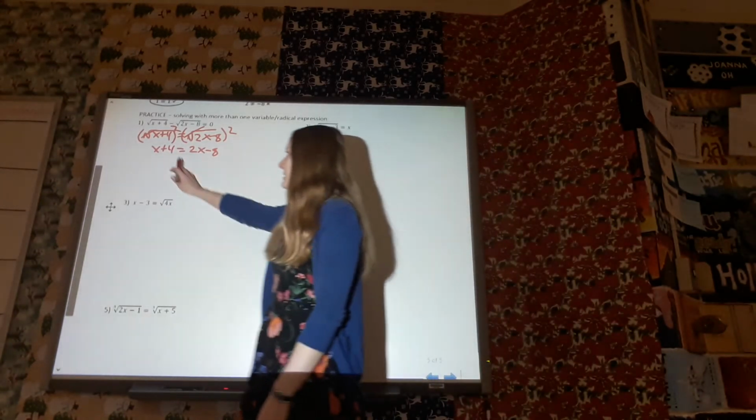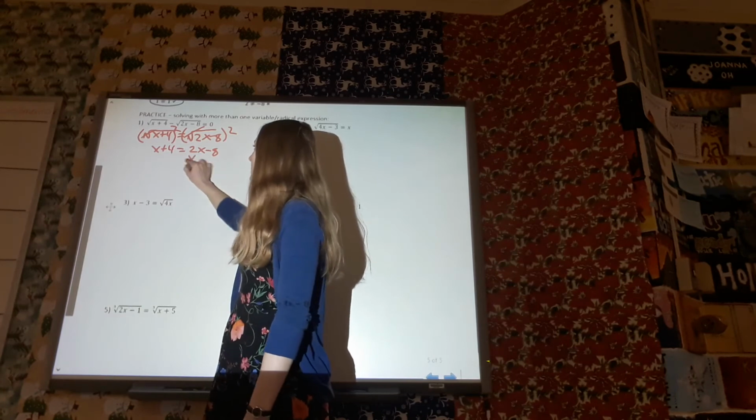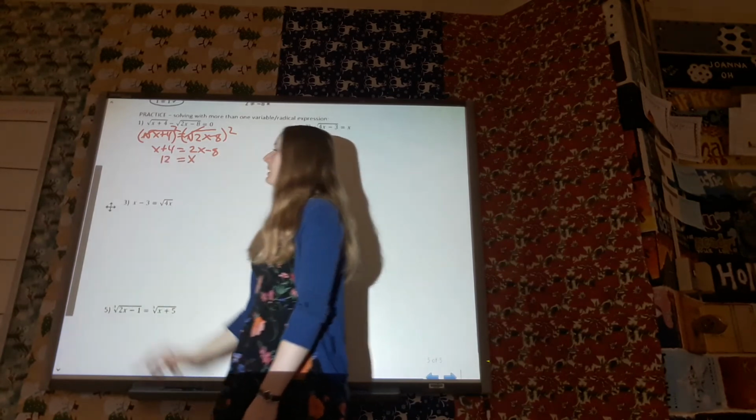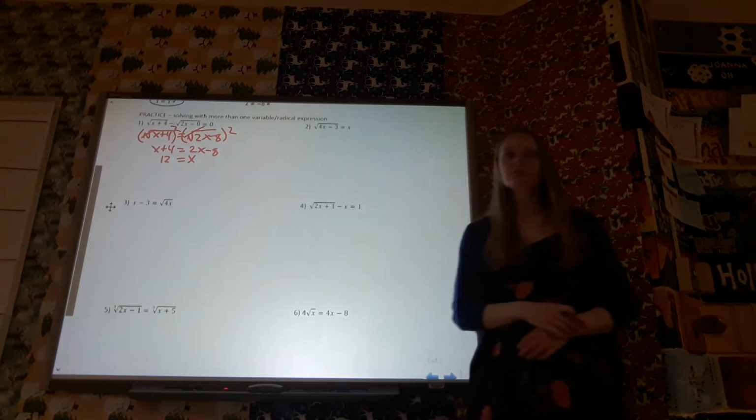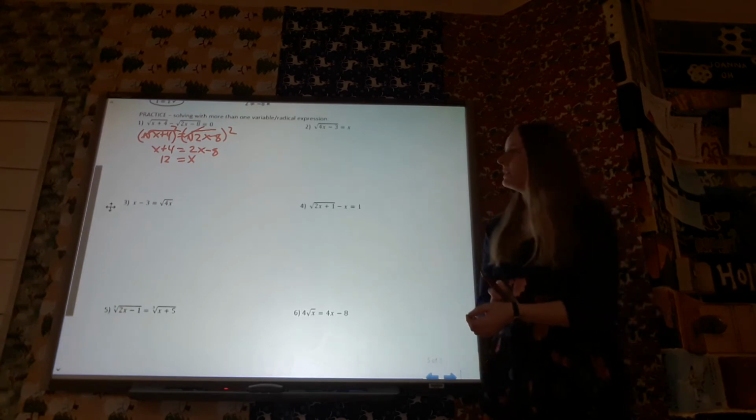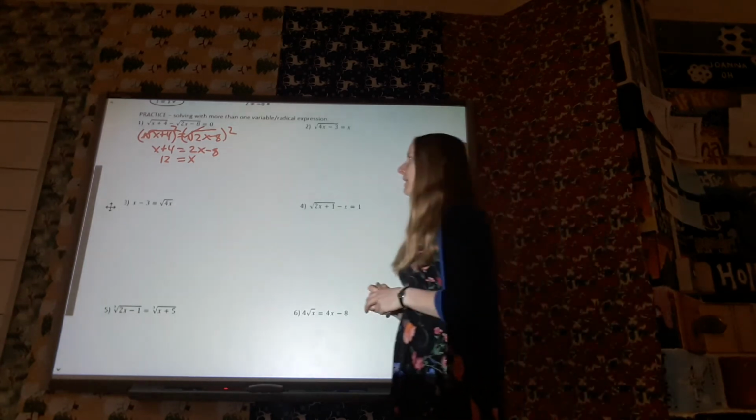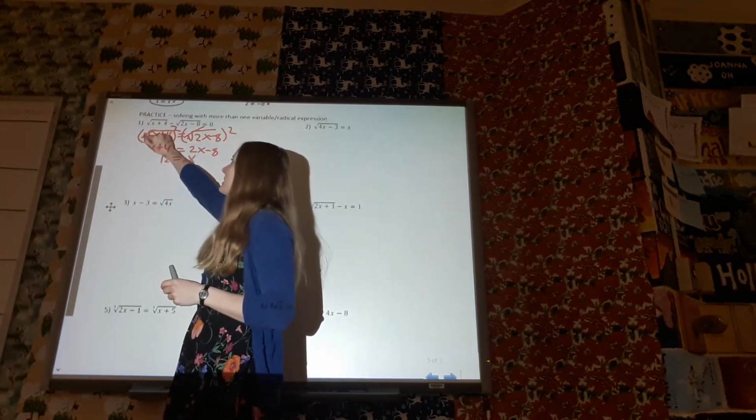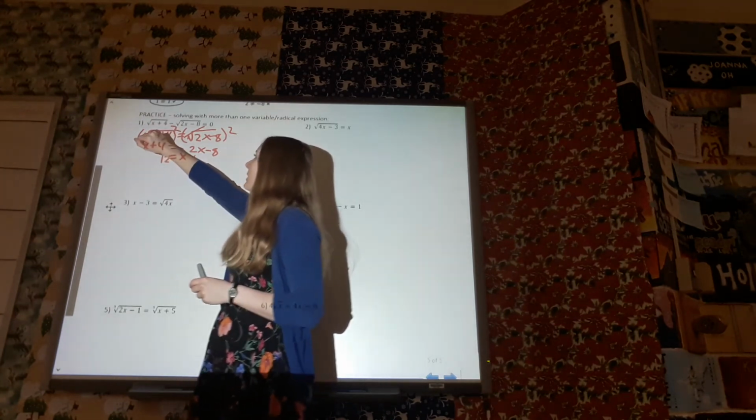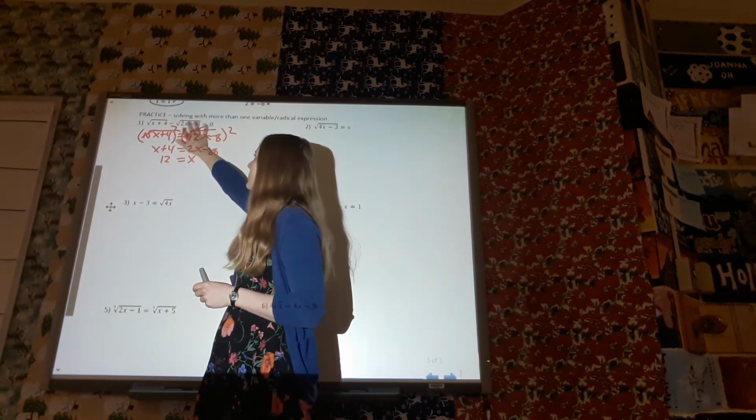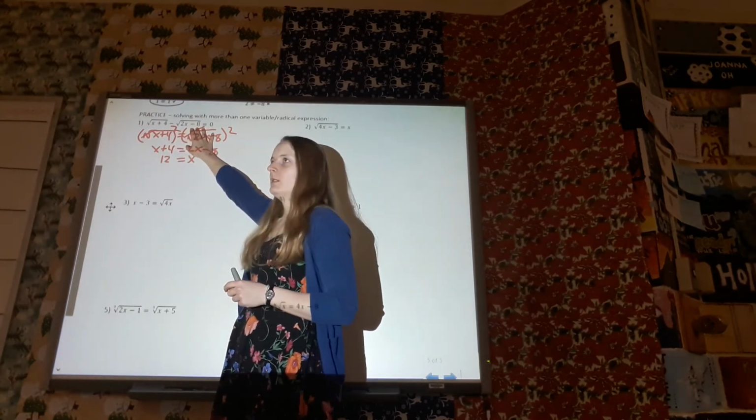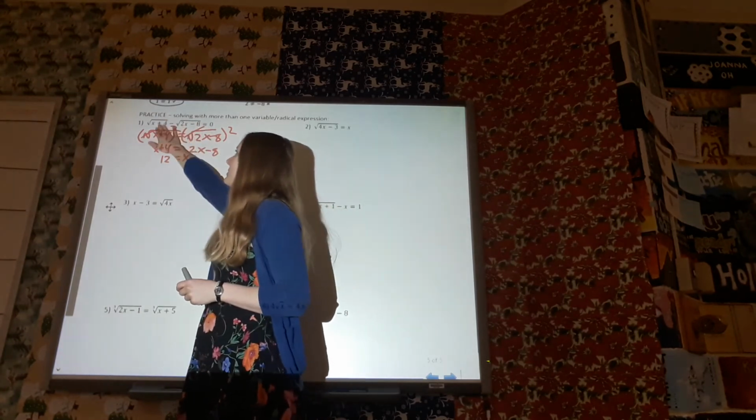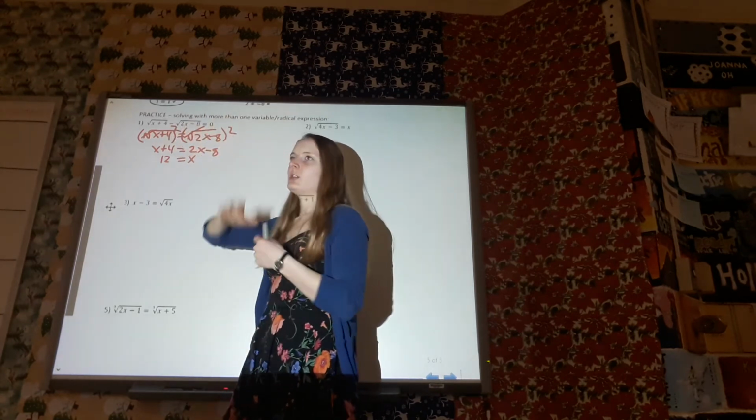And then from here, it's just basic algebra, so I'm going to subtract the x, add the 8, and I get 12. Then really quickly, either mentally or with my calculator, I'm going to plug the 12 in. So when I plug in 12, 12 plus 4 is 16, so that would be 4 here. And then 2 times 12 is 24 minus 8, is 16 again? So then the square root of 16 minus the square root of 16 equals 0, checks out, so 12 works.